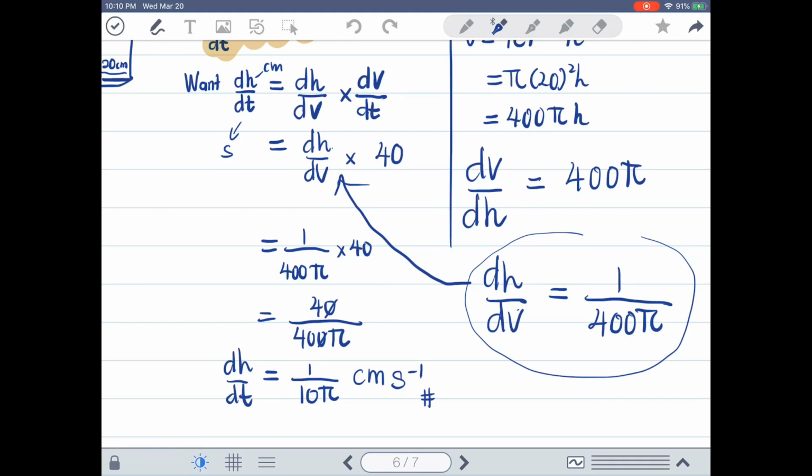So that means that when you pour the water at the rate of 40 centimeter cube per second, the height of the water level will increase at the rate of 1/10 pi centimeter per second.